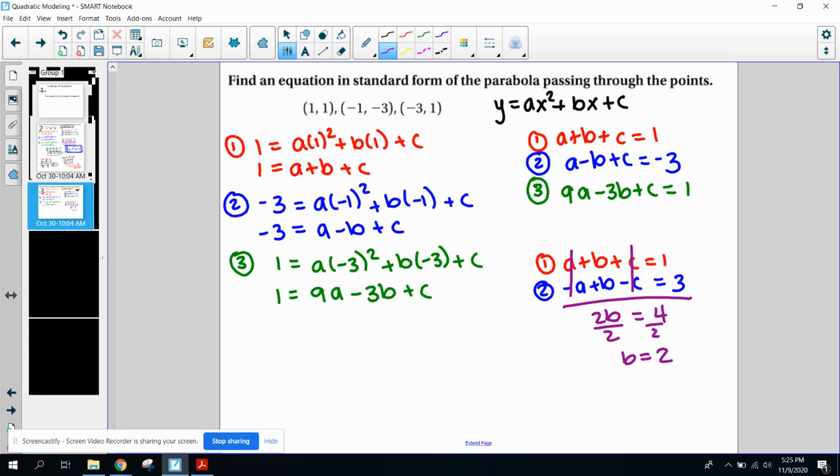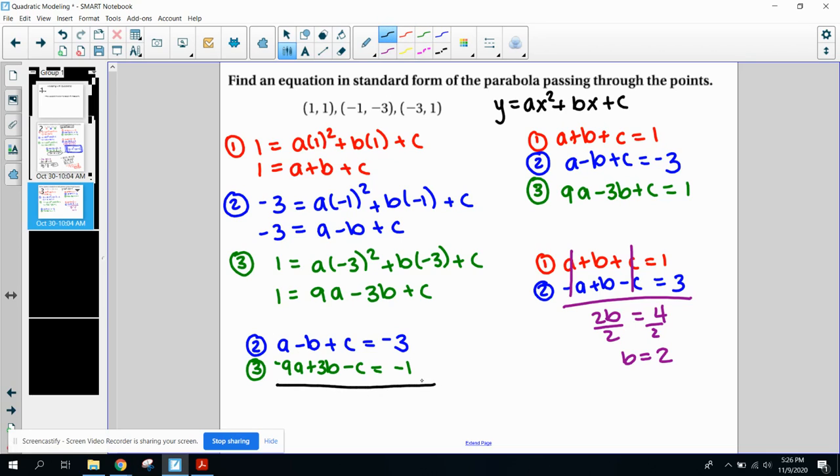So what I can do now is either do 2 and 3 or 1 and 3 and cancel out my c's and then plug b in, or I can try to plug b into 2 and 3 from here and then solve that. Okay, so I'm just going to follow the same pattern that we were doing before, so it's not as confusing. So I'm going to take equation 2, which is a minus b plus c equals negative 3, and I'm going to use equation 3, but I'm going to multiply equation 3 by negative 1. So I have negative 9a plus 3b minus c equals negative 1.